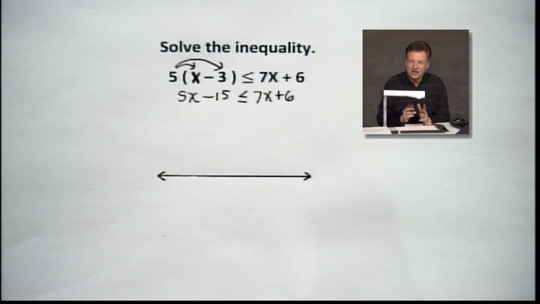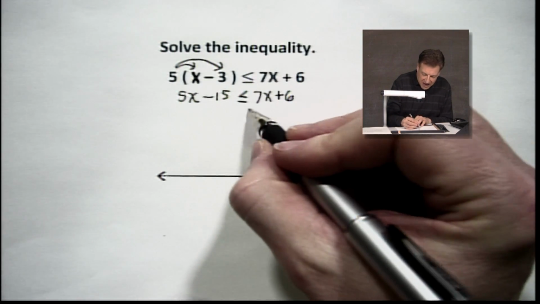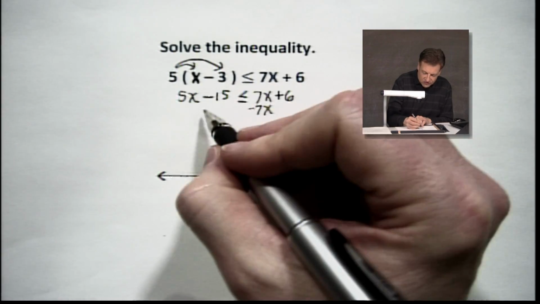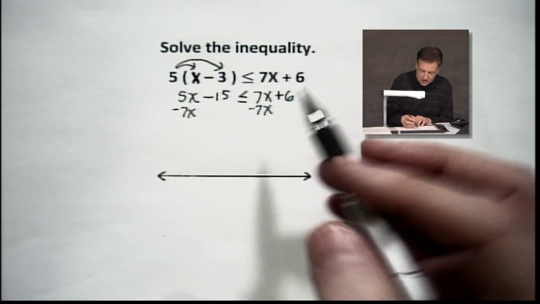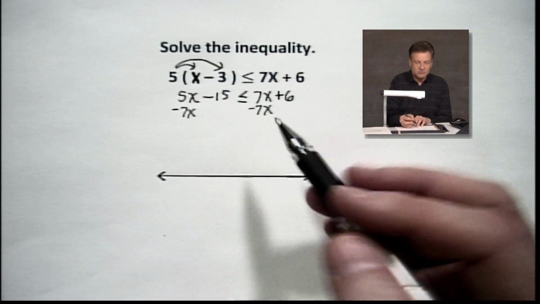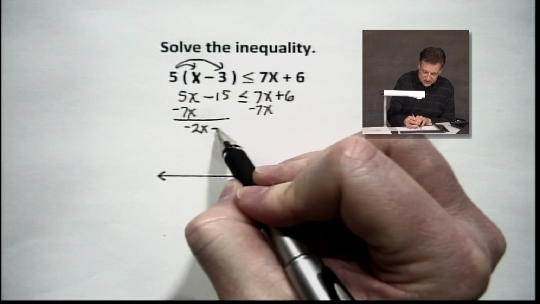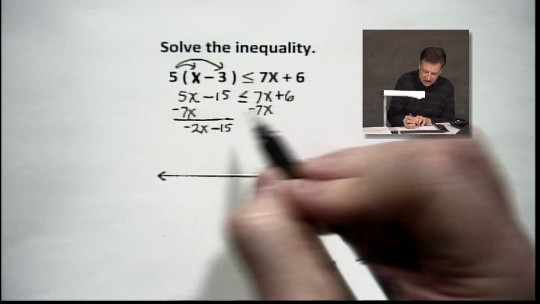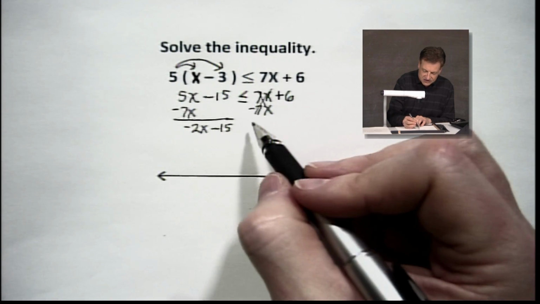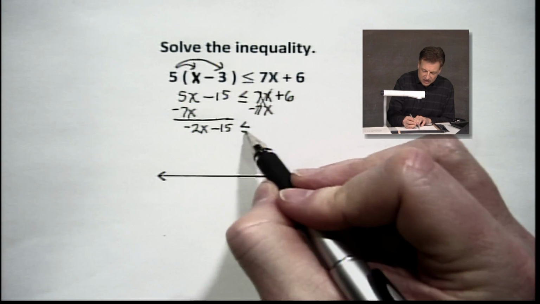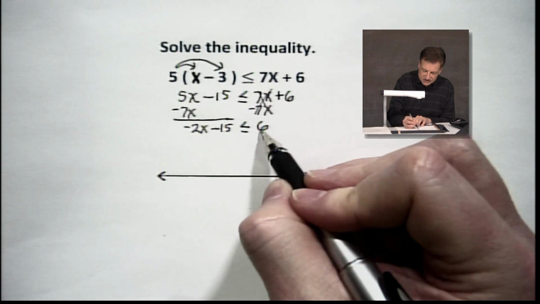Now it looks like an equation. If I had an equals in there, most of you would say, yeah, do this, do that. We're going to do the same thing, although we're going to have to worry about something at the very end, but just hang on to that thought. Now let's do a minus 7x because we want to move the x's together. In order to get rid of that positive 7x, we're going to subtract over here. That leaves us with negative 2x minus 15. Say goodbye to those x's over here. It's still a less than or equal to, that has not changed, and we have a 6 left over.